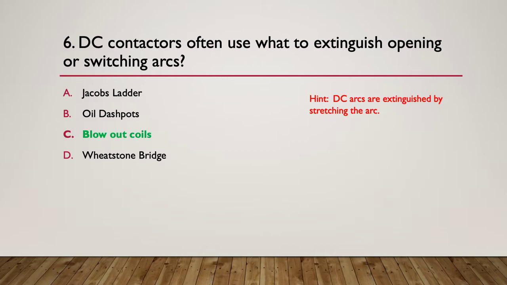So, the answer is blowout coils. What that does is it puts a magnetic field in the way of the arc. The arc has its own magnetic field that interacts with the magnetic field of the blowout coil and causes the arc to be extended. And when the arc gets extended, it gets extinguished.